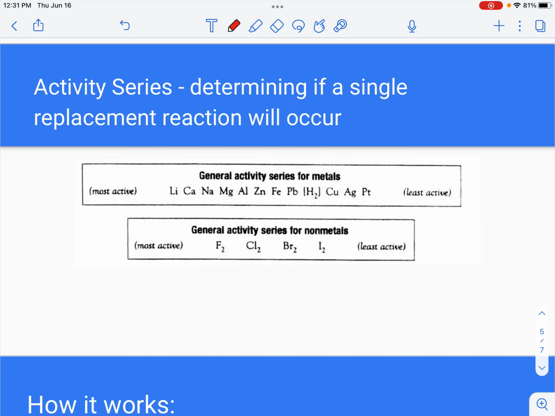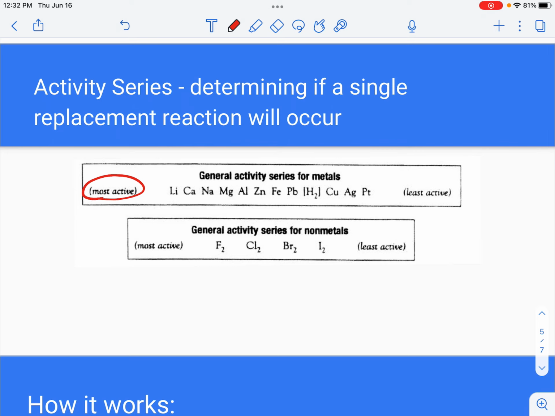But for what we're doing right here, you will simply be saying if something is more active than something else, then it can kick it out. So you never have to memorize these. You'll have another way of knowing it occurs. It might tell you a reaction occurs, or you see a solid forming or something. So you won't have to memorize this.